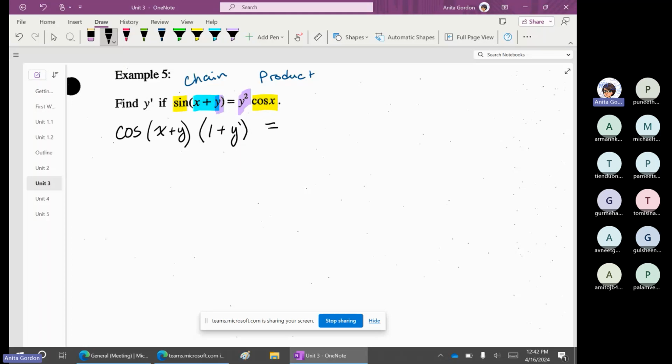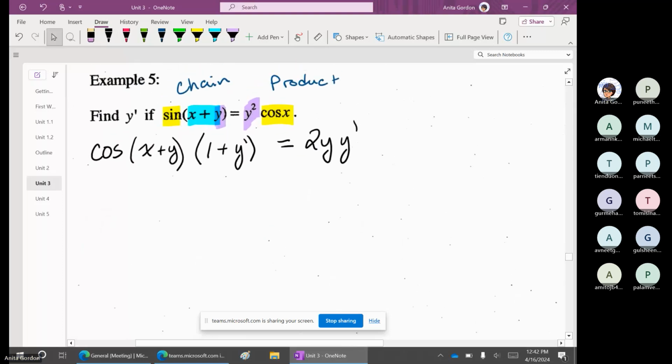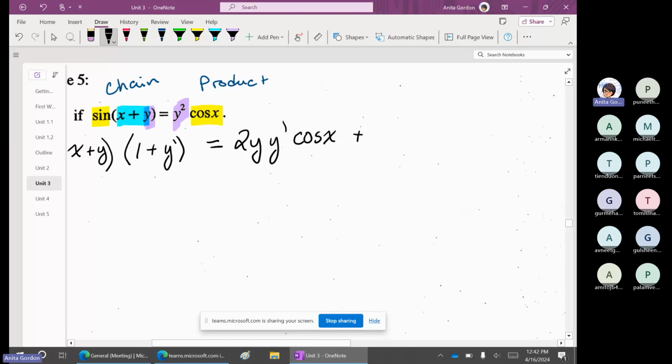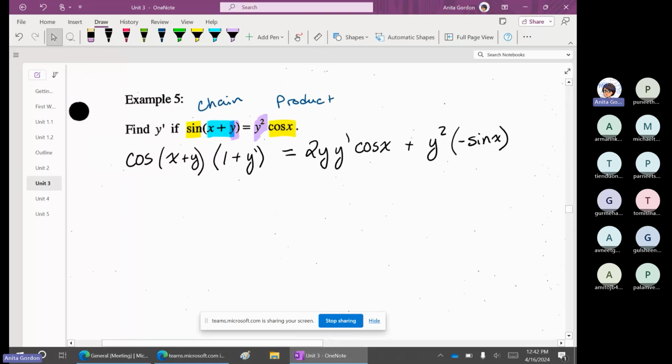Other side, we have product rule. So derivative of the first thing, 2y y prime, right? Anytime we take a derivative of y, we have to multiply it by y prime. Times regular cos x plus the first thing, no change, times the derivative of the second thing. What's the second derivative? Negative sine x.